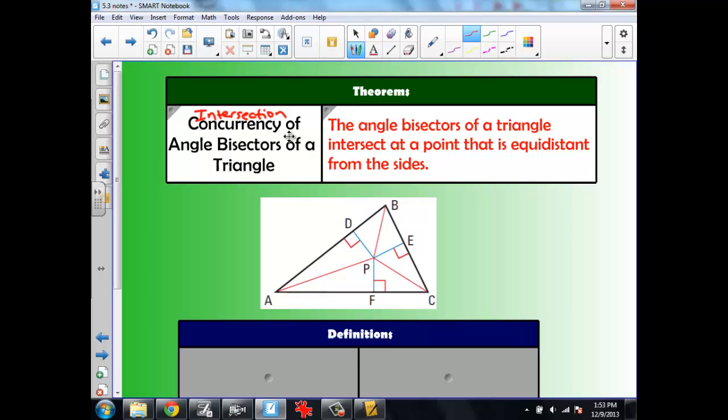And under that theorem, it says this: the angle bisectors of a triangle intersect at a point equidistant from the sides. Now we're talking about equidistant from the sides, not from the vertices anymore. Did you see that? Did you underline that? Equidistant from the sides?